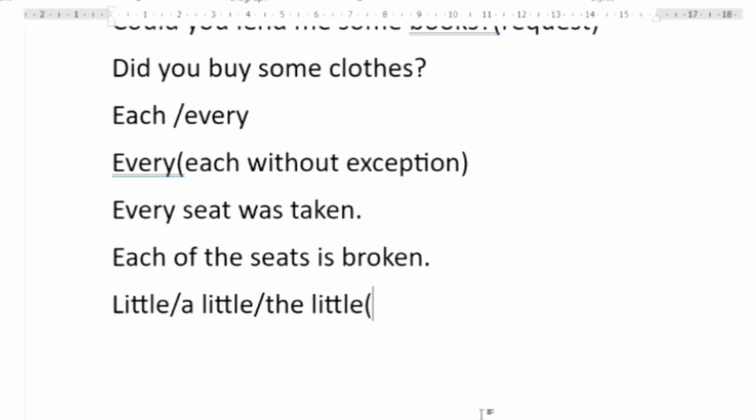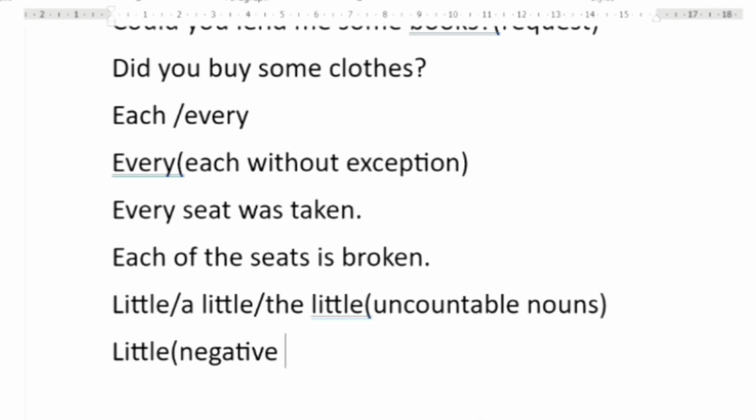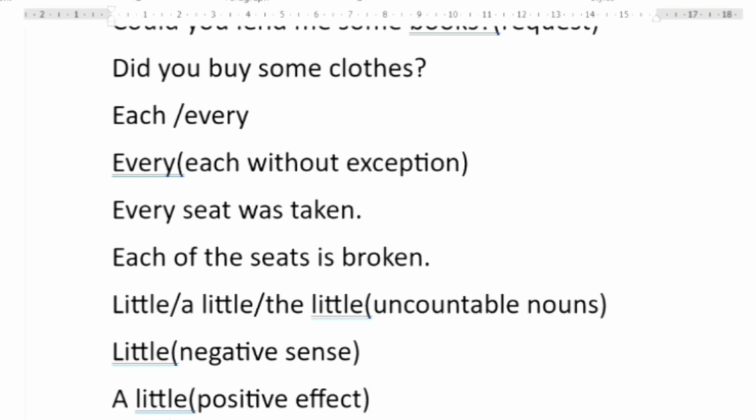First of all, they are used only with uncountable nouns. Now, where do you use little, a little, or the little? Now, little gives us a negative sense or negative feeling. A little gives us a positive feeling or positive effect. I'll explain what it means. Whereas the little means something which is specific.